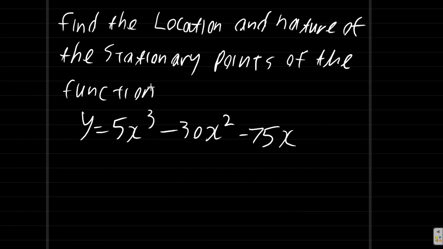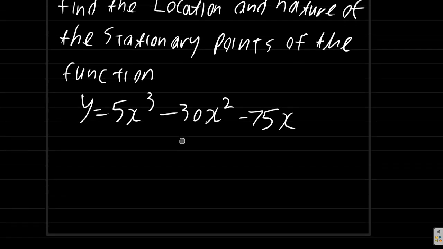You're asked to find the location and nature of the stationary points of the function. So you have the function y equals 5x cubed minus 30x squared minus 75x. So go right ahead, work it out. Okay, so where are the stationary points located? How many of them did you get? Where are they and what are their natures? Let us see.